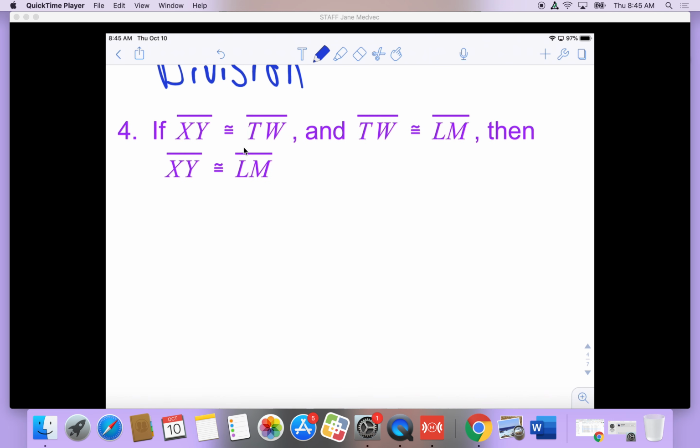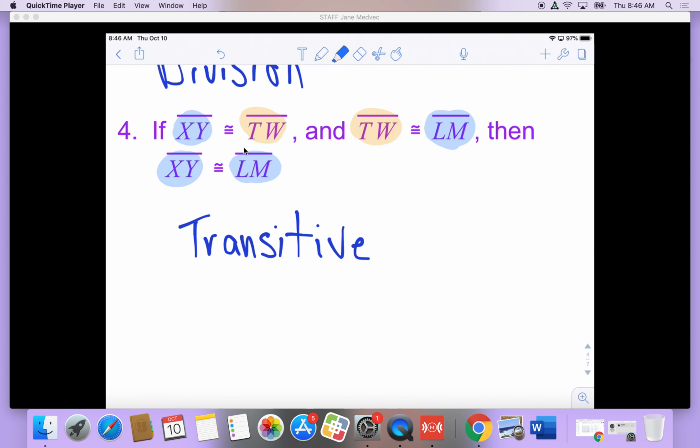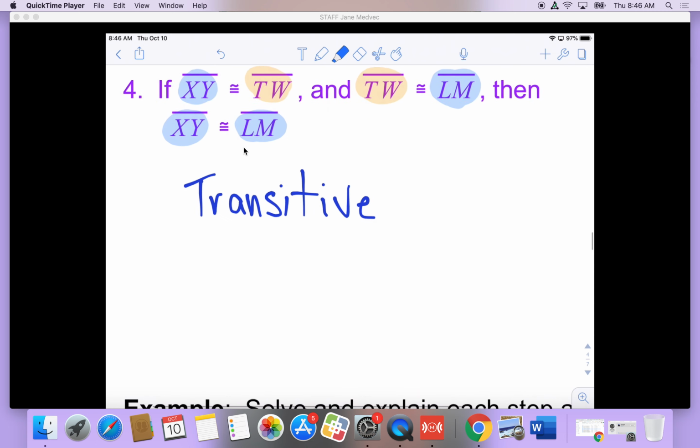Here's the next one. If line segment XY is congruent to line segment TW, and line segment TW is congruent to line segment LM, then line segment XY is congruent to line segment LM. What is it? It's transitive, yep. And again, it's kind of like the Oreo cookie. Here's the hard black cookie shell. Here's the inside double stuff. Take the double stuff off, put the two ends together, and here's the outside of my Oreo cookie. Put it together and dip it in your mouth. So it's the transitive. You don't say property of blah, blah, blah. Questions on those?